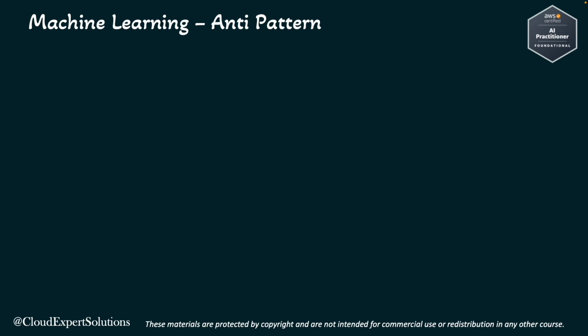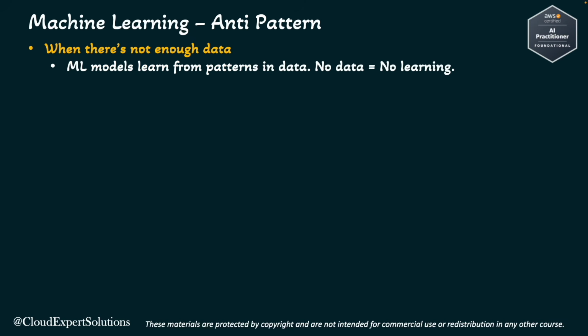Now let's review some machine learning anti-patterns. That means the scenarios where you should not use machine learning. To start with, when there is not enough data. Machine learning models learn from patterns in the data. If there is no data, that means no learning. And if you do not have data, you should not use a machine learning model.